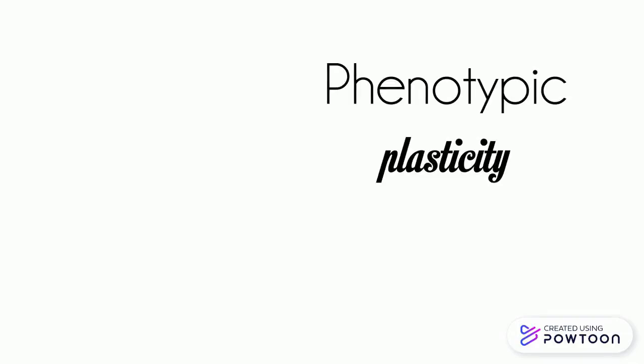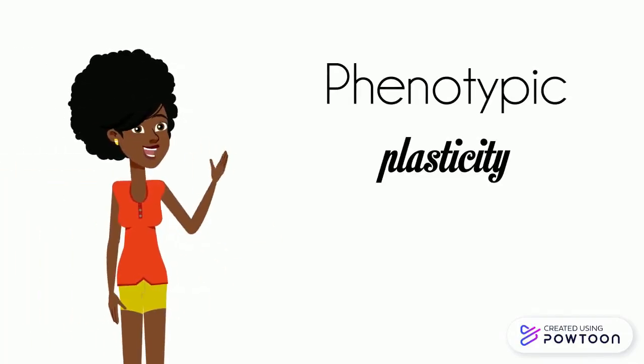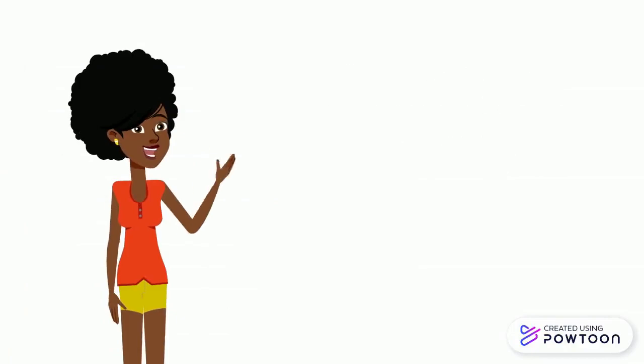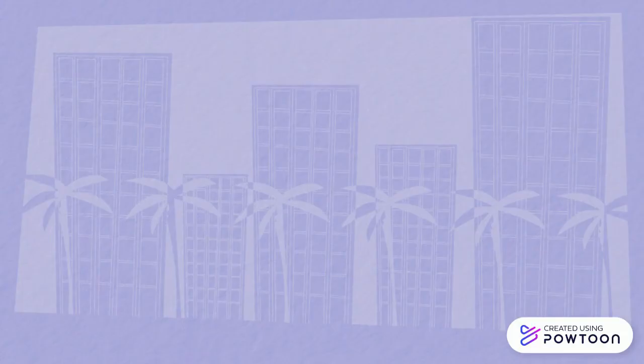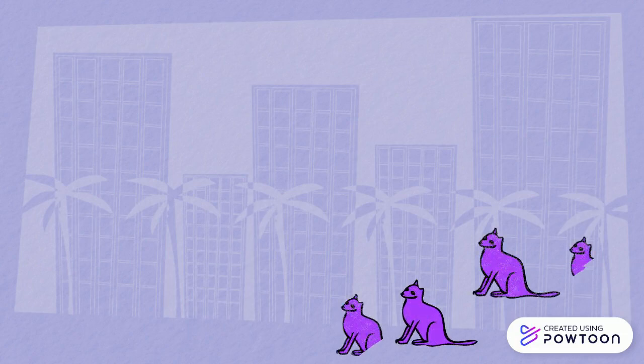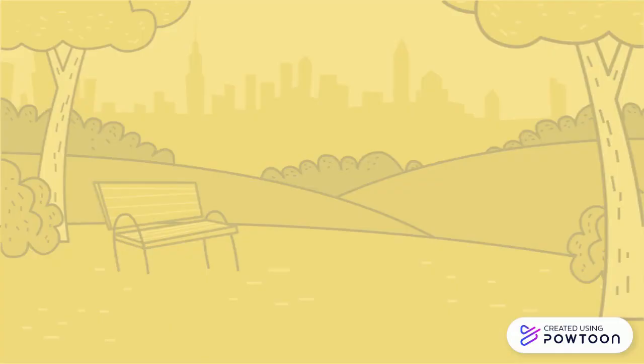Now we will be exploring the topic of phenotypic plasticity. In our imaginary scenario here, this is the purple side of a universe where the entire environment is purple and all the cats that live here have the phenotype for purple fur. On the yellow side of this imaginary universe, all the cats that live here have the phenotype of yellow fur.